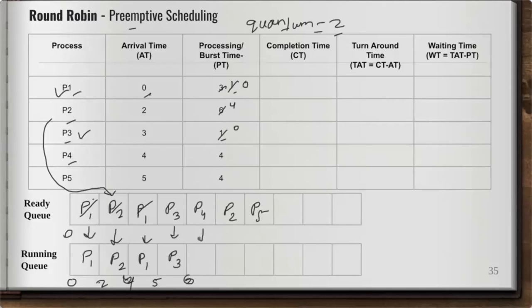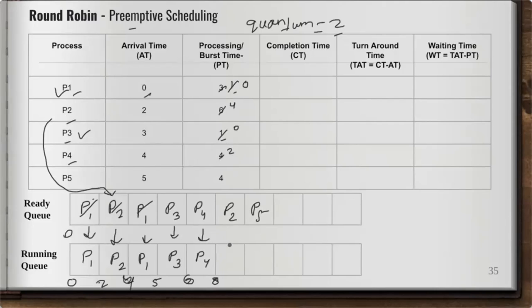Now we come to P4. So we bring P4 in. Its burst time is 4, so we can run it for 2 units as per the rule. So 6 plus 2 is 8, so we run it for 2 units. Cancel 2, so the remaining is 2.